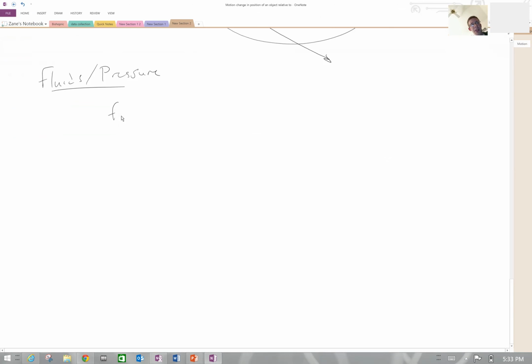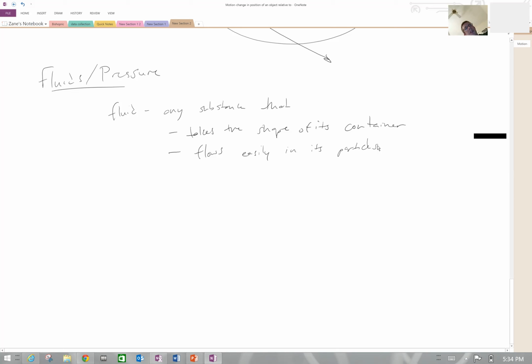Okay, so a fluid is basically any substance that takes the shape of its container and its particles flow easily. So even though we commonly associate fluids with liquids, fluids can be gases because they take the shape of their container and the particles flow very easily.